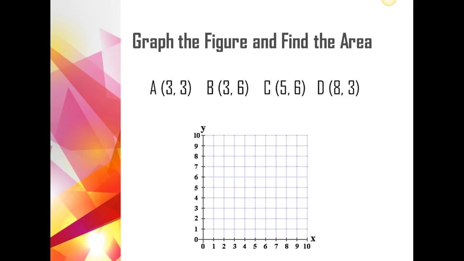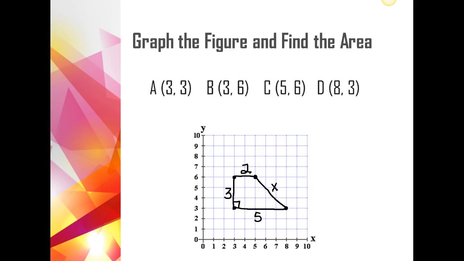Since the figure has 4 points, we know it's going to be some type of quadrilateral. First, we'll start with 3, 3, then we'll go to 3, 6, then to 5, 6, and finally to 8, 3. These dots form a trapezoid. To find the area of a trapezoid, we'll need the lengths of both bases and the height. The length of one base is 2, and the length of the other base is 5. We can tell this by counting the number of squares. Then the height of the figure is 3. We don't really need to know the length of that fourth side because it's not included in the calculation.